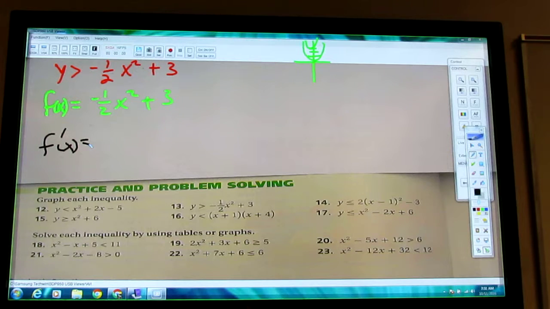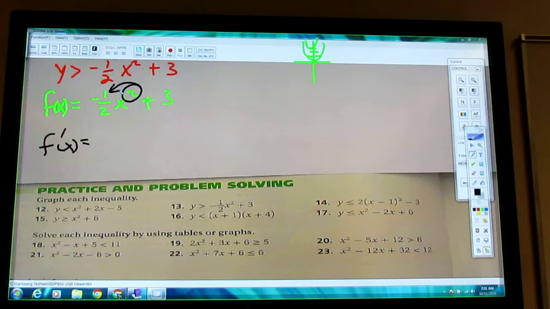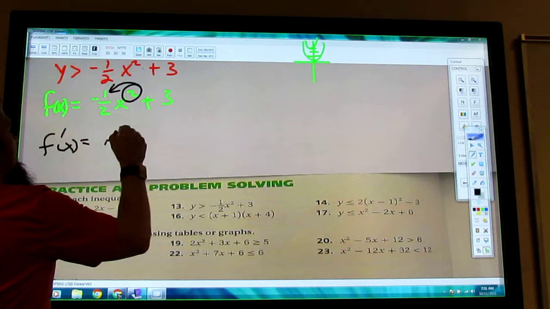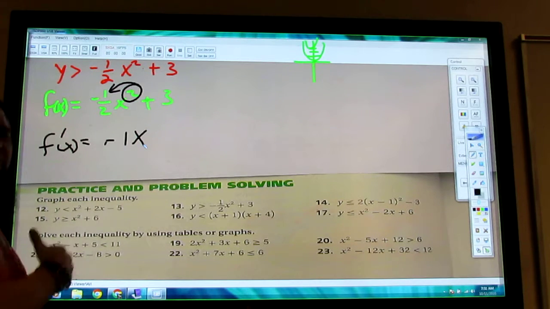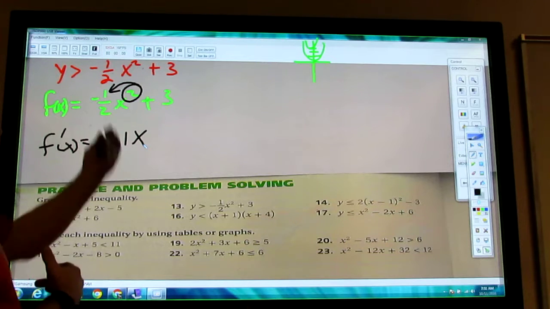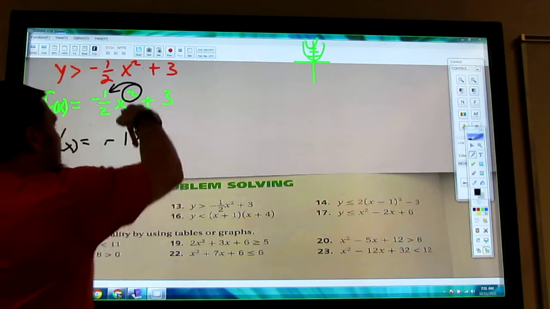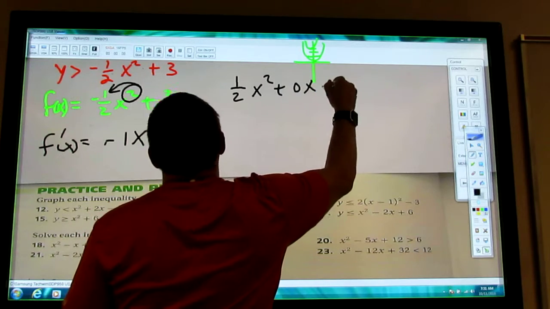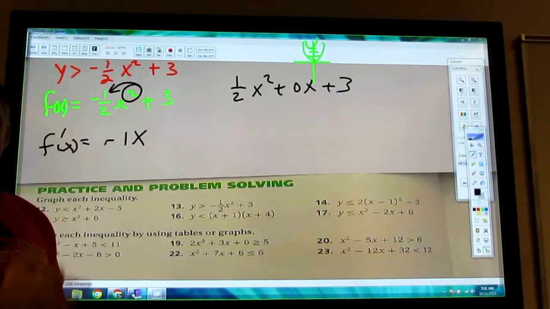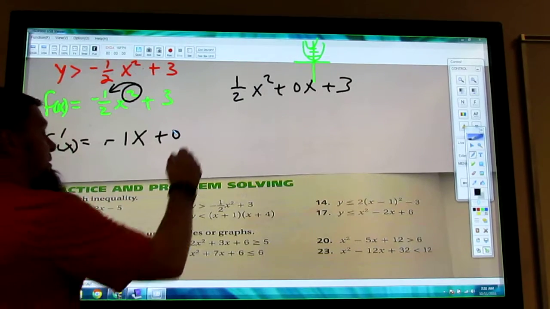How do we find the axis of symmetry? Well, we know it's 0, right? But this is how we find it. We go 2 times this, that's negative 1x, right? And then we bring down whatever is in front of the x, right? But there is no x, so it'd be like plus 0, because this is basically negative 1/2 x squared plus 0x plus 3, right? So you bring down what's in front of the x, so it's plus 0. It doesn't change anything. And then you set it equal to 0.